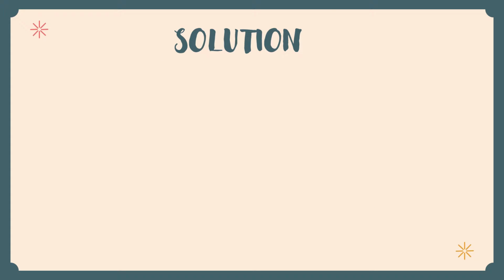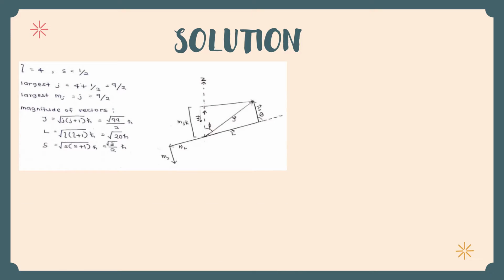Okay, let's look at the solution to this question. First, we list all the information given. For L equals 4, S equals half. So, to get the largest J, we need to add 4 and half, which equals 9/2. The largest MJ, J equals 9/2. To find the magnitude of the vectors, we use the formula and we get the magnitudes. This is the diagram that shows the vectors that are involved in this solution.